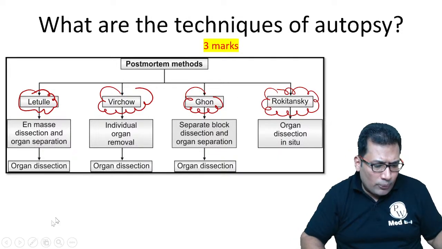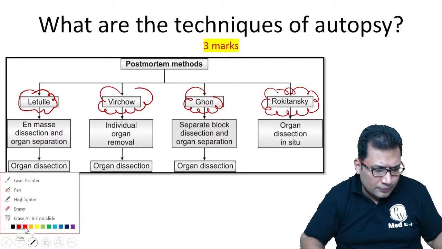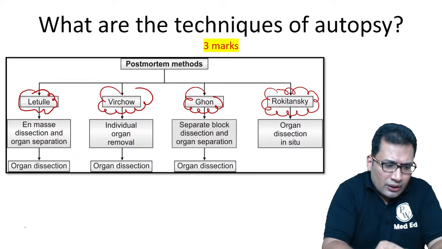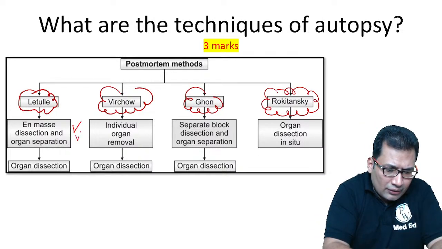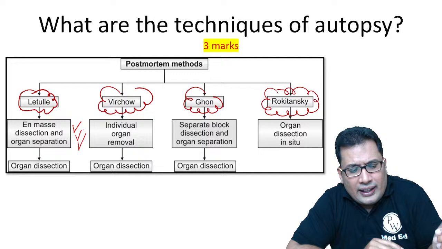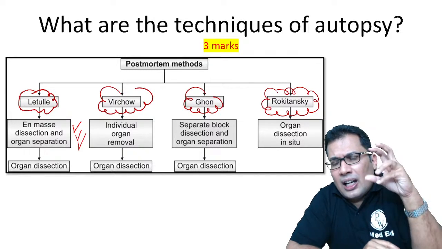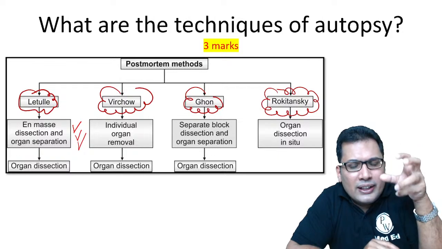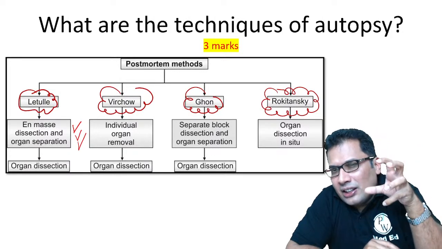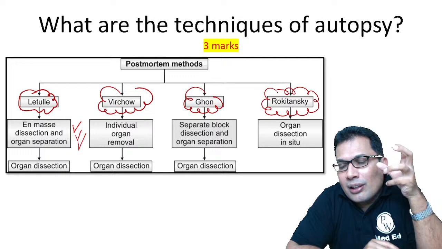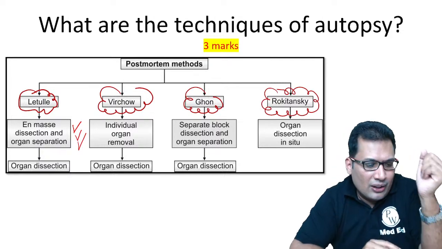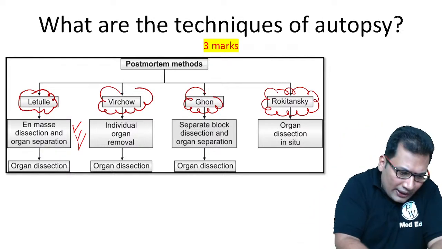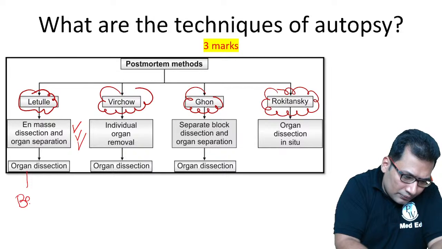So lay-to-lay, what do you mean by lay-to-lay? Lay-to-lay means en masse dissection and organ separation. All the organs are removed at a stretch, from tongue to prostate. That is known as en masse removal of organs, or evisceration. So that is known as lay-to-lay. Lay-to-lay is the best technique. So remember, the word lay-to-lay is equal to en masse.